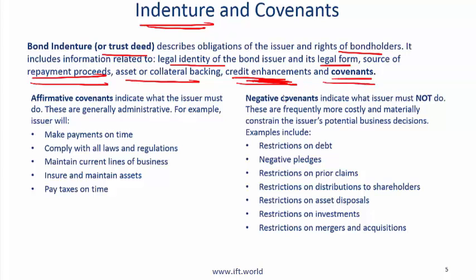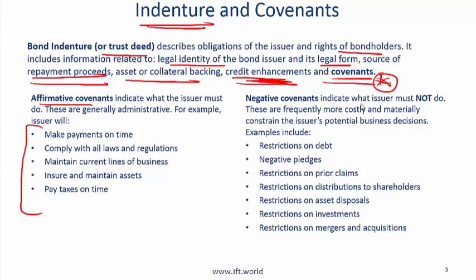And finally, we have covenants. So these are the terms which from a testability perspective are very important. Recognize that we can have either affirmative covenants or negative covenants. Affirmative covenants indicate what the issuer must do. These are generally administrative. For example, the issuer will make payments on time, comply with all laws and regulations, maintain current lines of business, insure and maintain assets, pay taxes on time. So notice that these are things that the issuer would probably do anyway.